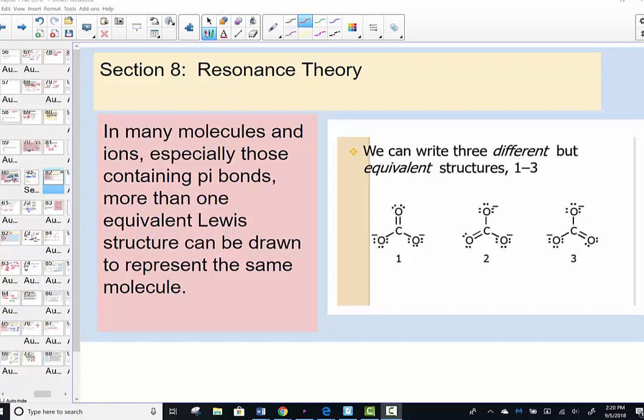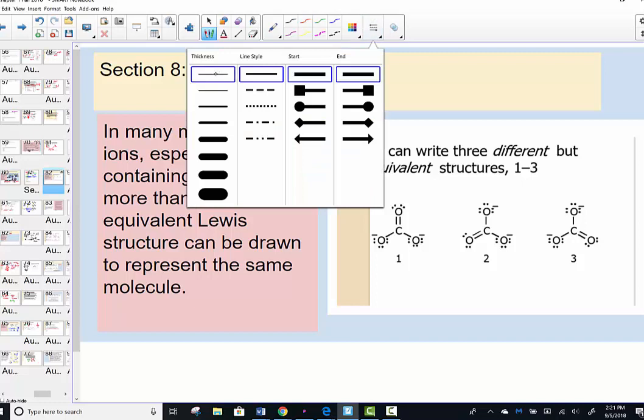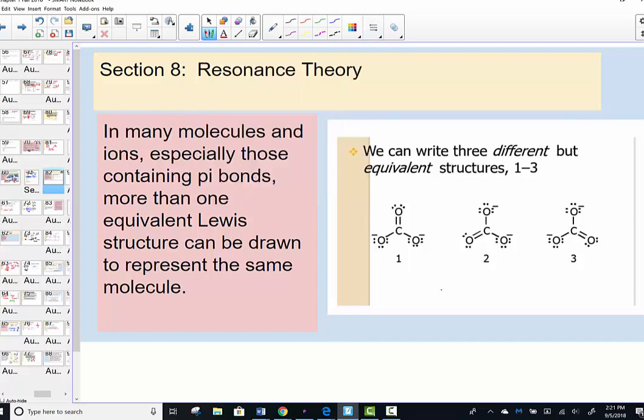Friends, in our last recorded lessons for Chapter 1, I want to do some wrap-up. I want to talk a little bit about the resonance theory and how important it is to be able to draw electron push arrows correctly. So in the last few sections, let's begin our lessons looking at the resonance theory.